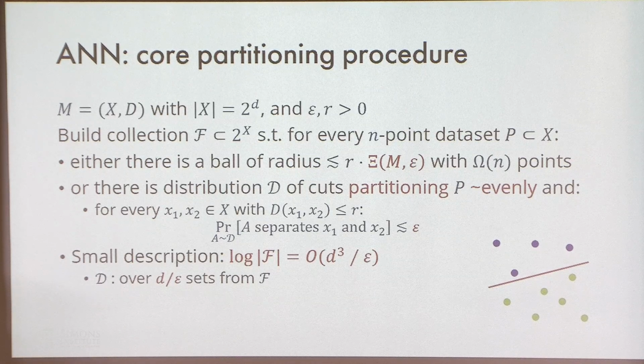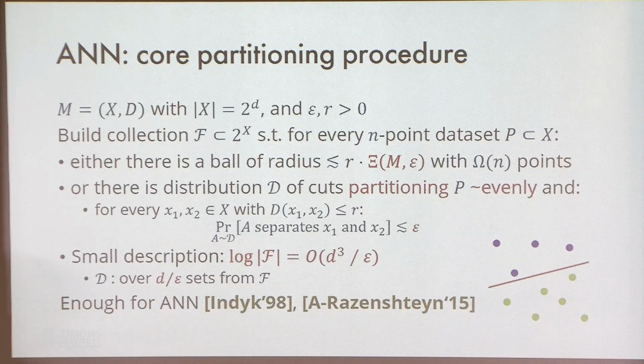Okay. So this is the core partitioning that we are getting, and it turns out that this is enough for approximate nearest neighbor search using relatively standard, now standard techniques.